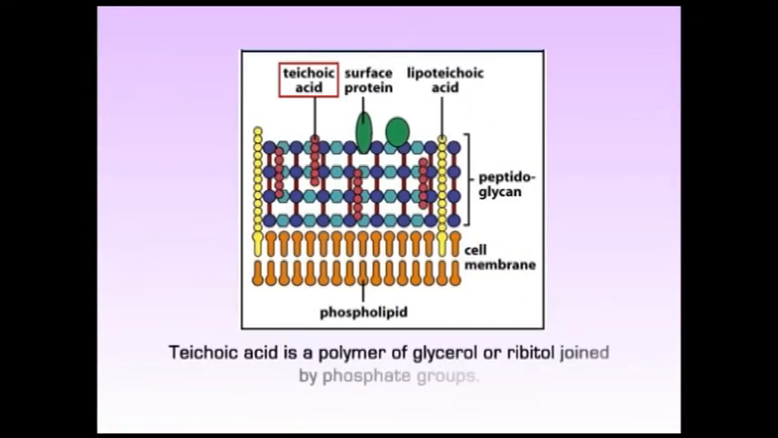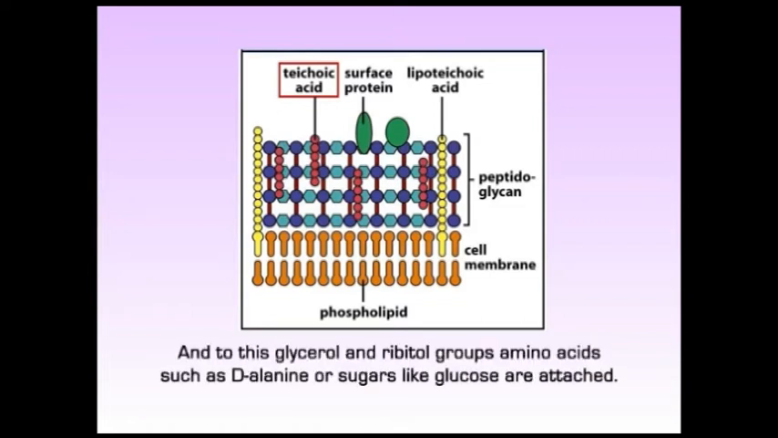Next, we'll come to the gram-positive cell wall. Although the thick homogeneous cell wall of gram-positive bacteria is composed primarily of peptidoglycan, it also possesses a large amount of teichoic acid. This teichoic acid is a polymer of glycerol or ribitol joined by phosphate groups. To these glycerol and ribitol groups, amino acids such as D-alanine or sugars like glucose are attached.